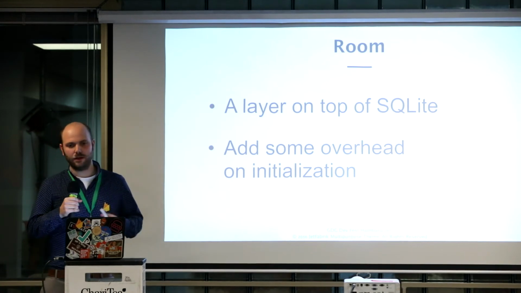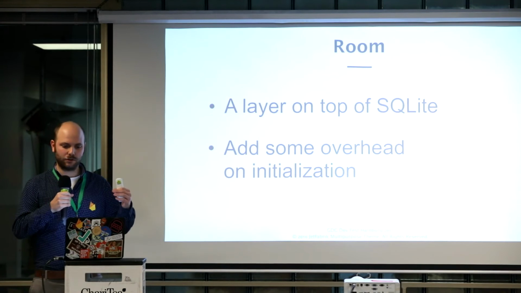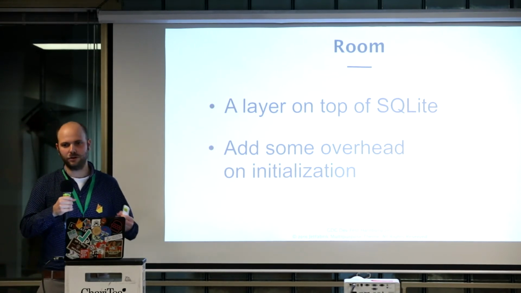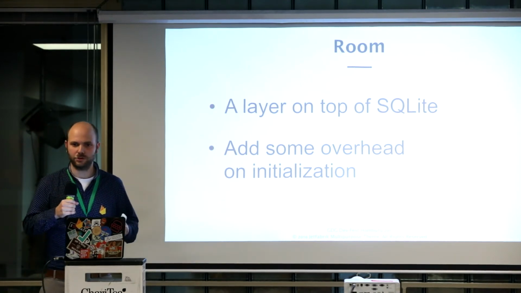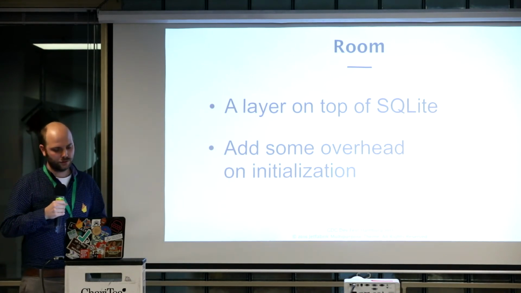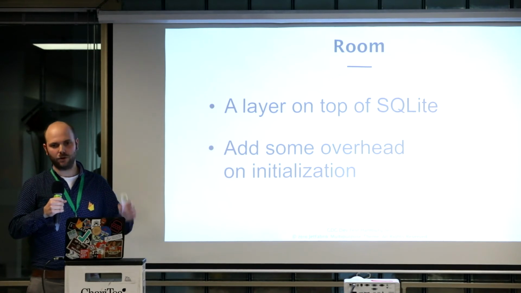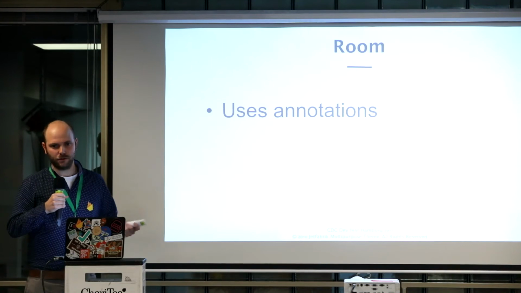Google warns that it has some overhead in creating the database, because of course, the more top-level components we have, there is some more code generation and other internal processes involved. So they warn to use a singleton, just to make sure that you're using only one instance of the Room database, because it can be heavier than the native SQLite implementation. It uses annotations, as we saw before.